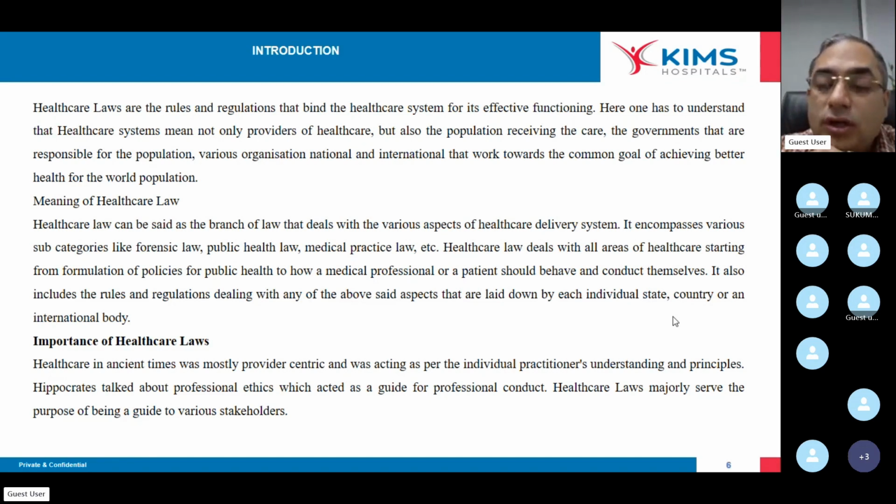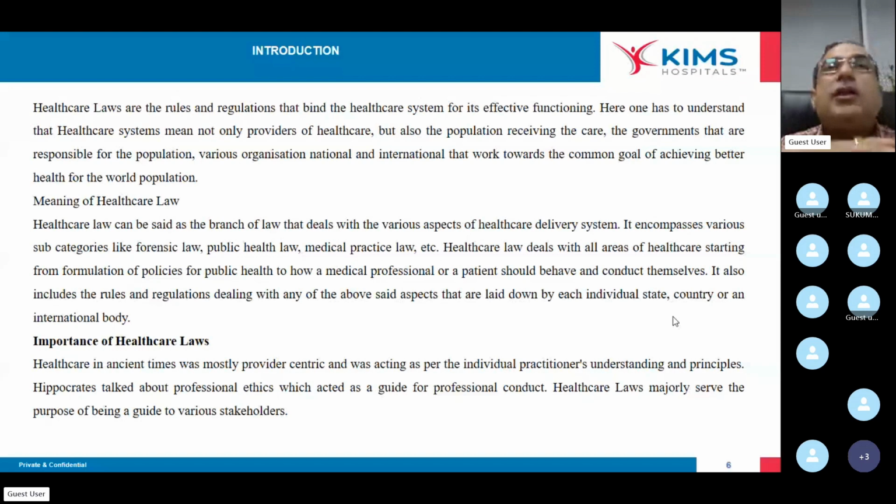Healthcare law deals with all areas of healthcare, starting from formulation of policies for public health to how a medical professional or a patient should behave and conduct themselves. It also includes the rules and regulations dealing with any of the above said aspects that are laid down by each individual state, country, or an international body.